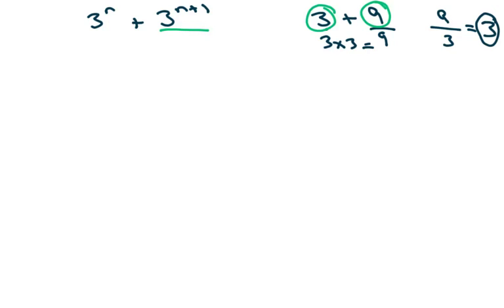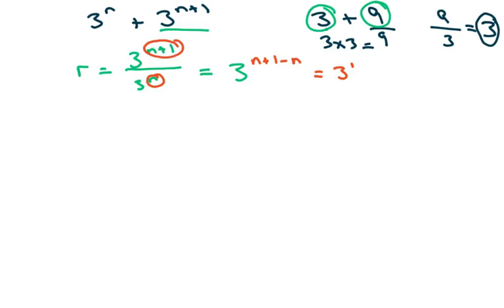So our ratio is 3 to the n plus 1 over 3 to the n. And using our properties of exponents, my base is 3, and you subtract this power, n, from this power. So it's going to be n plus 1 minus n, which gives you 3 to the 1, which equals 3. So that's your common ratio. Alright, and it's geometric because it's constant.